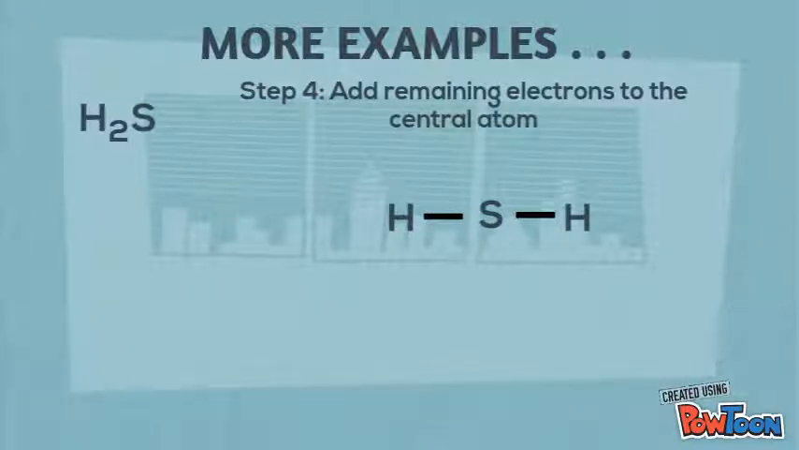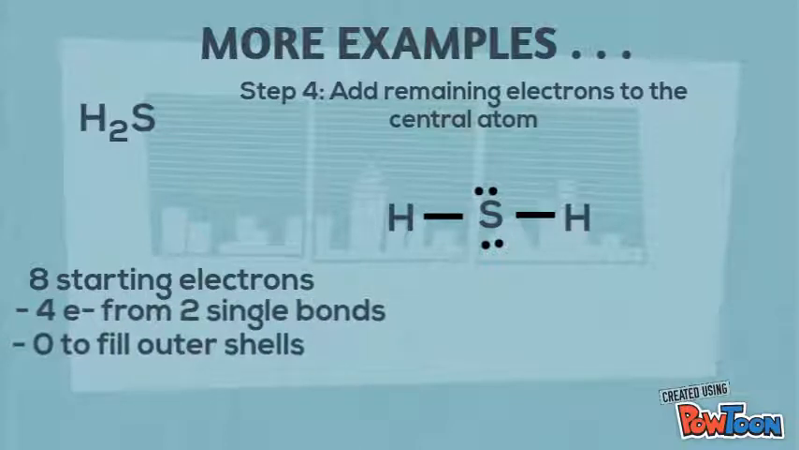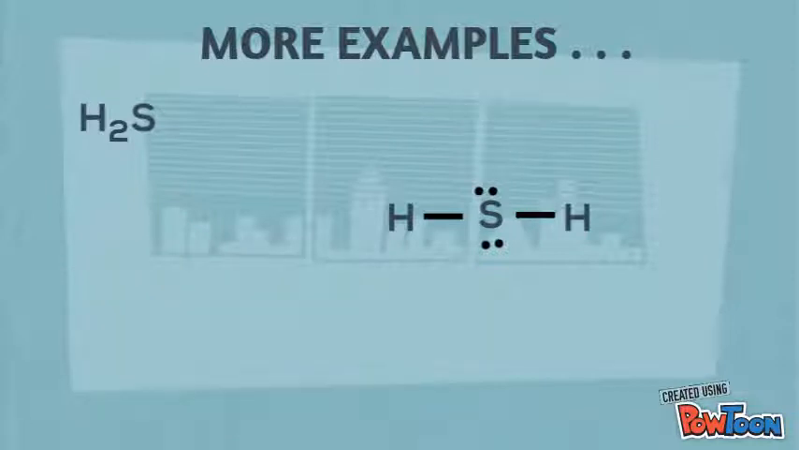Step number 4 is to add the remaining electrons to the central atom, so we're going to put 2 on the bottom of sulfur and 2 at the top of sulfur. Again, we started with 8, we used 4 for 2 single bonds, we didn't use any to fill outer shells, we just used 4 more on the central atom, so we are done adding electrons to this drawing.